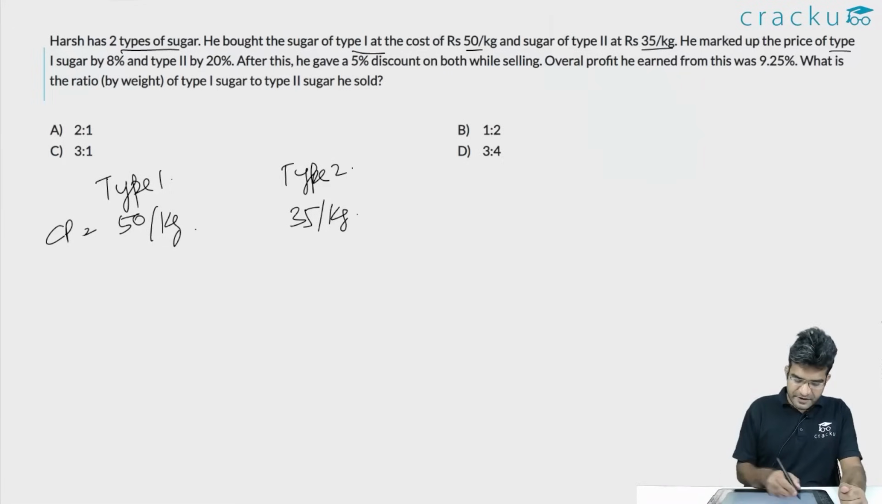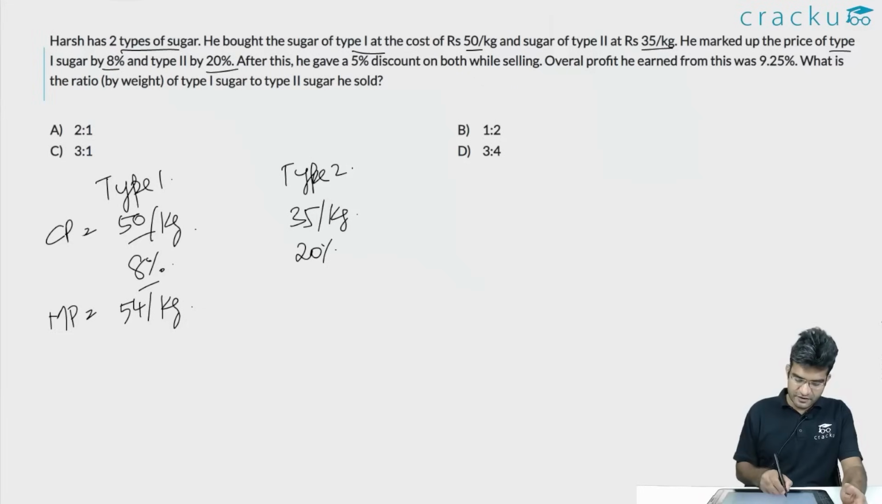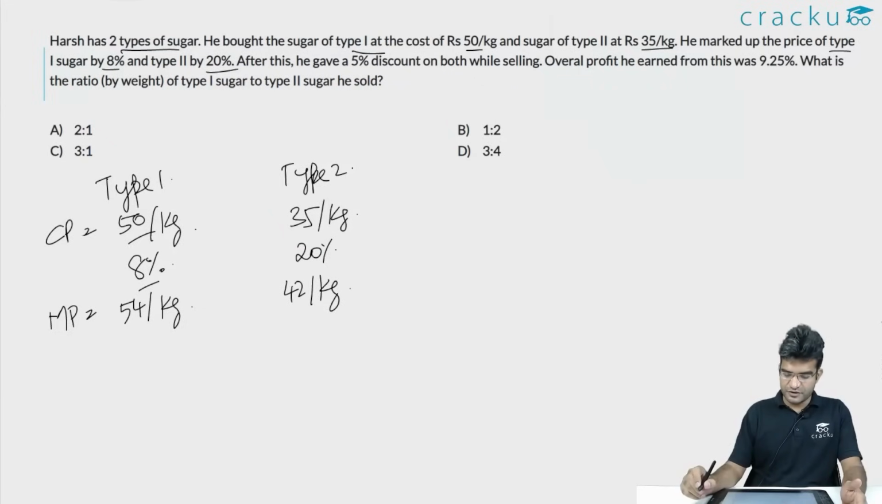He marked up the price of type 1 sugar by 8%. So what is the marked price? The marked price will be 50 into 1.08. 50 into 1.08 is equal to 54 per kg. This is the marked price of type 1 sugar. And type 2 he marked up by 20%. So what is the marked price of type 2 sugar? That is 35 into 1.2, which is equal to 42 per kg. These are the marked prices of type 1 and type 2 sugars.